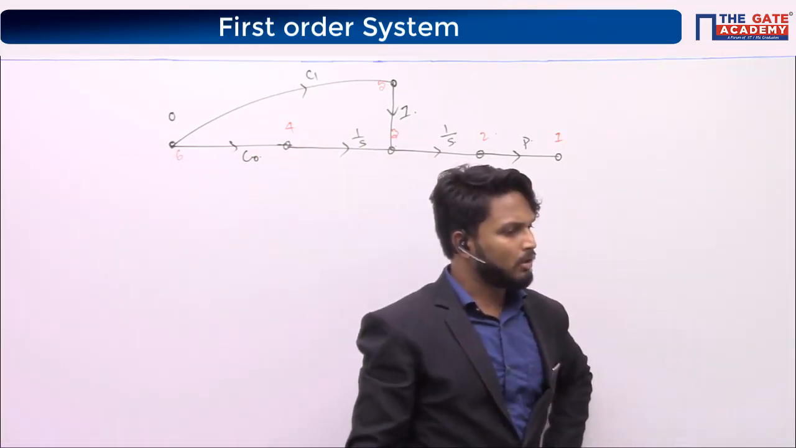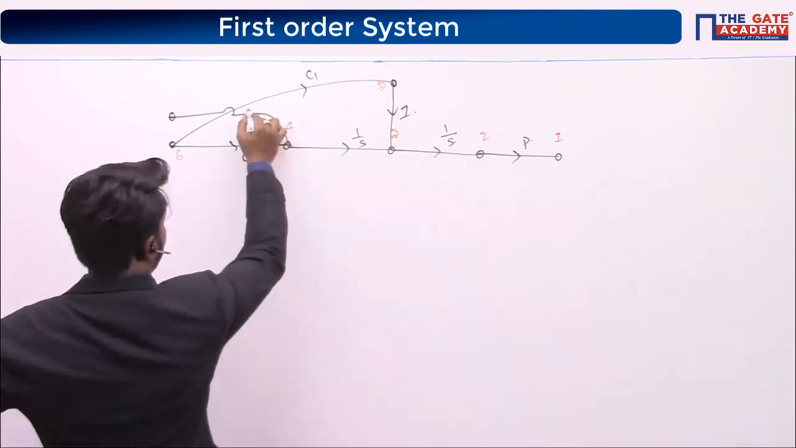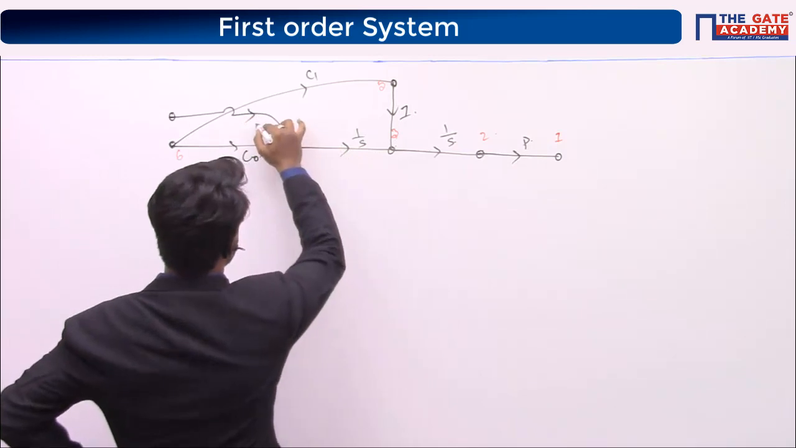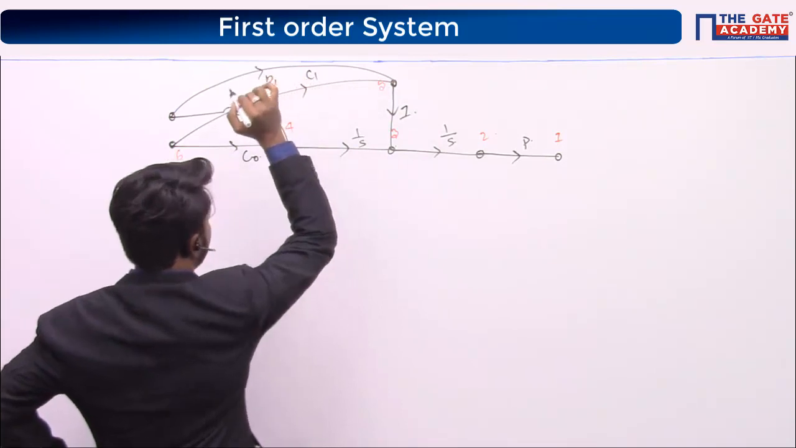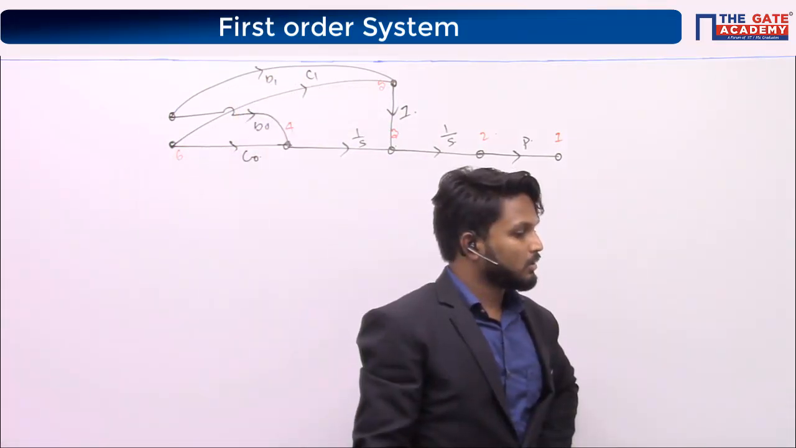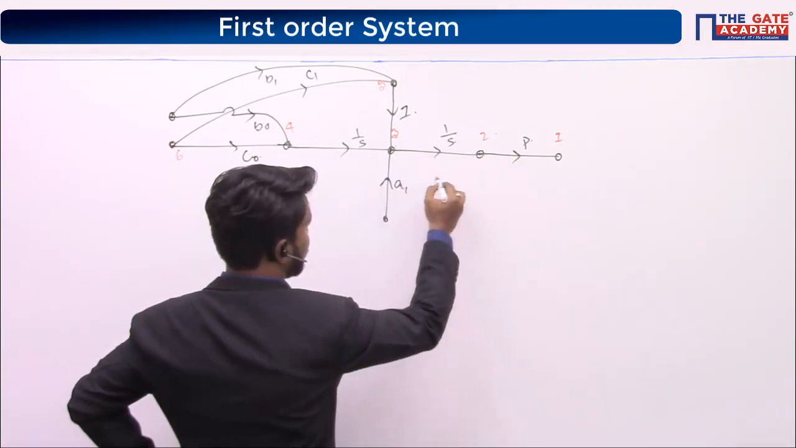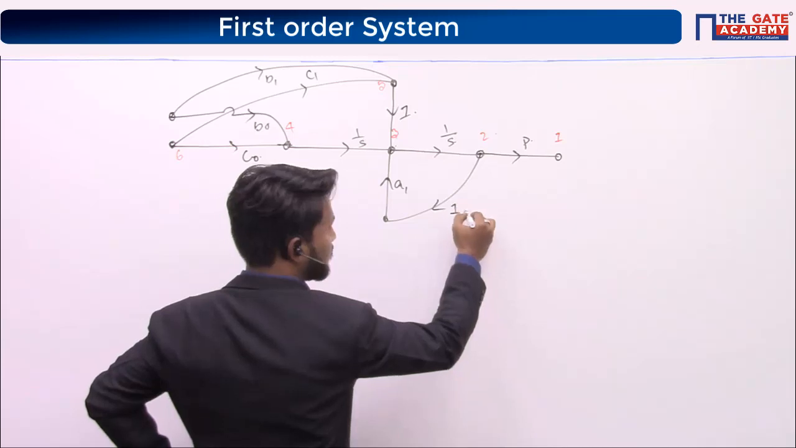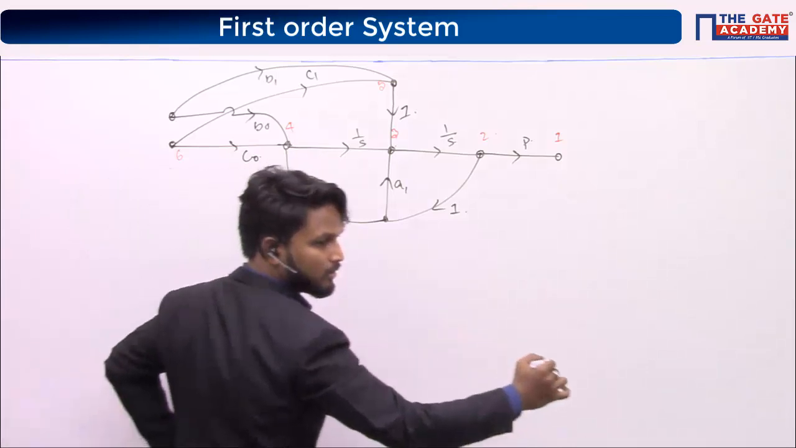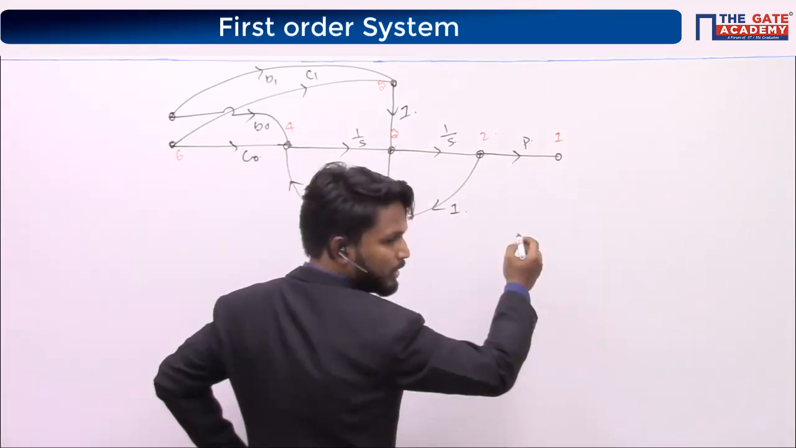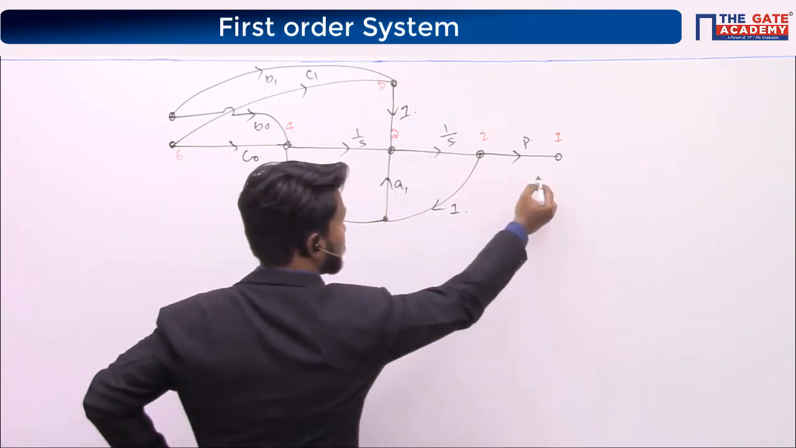Between B0 and the first stage of this integrator, what is the gain? From here to here, we have B1, B0, B1. Between 2 and this, we have A1. Between this and this, we have 1. And between this and this, we have A0. Between this and the one connecting B0, right?